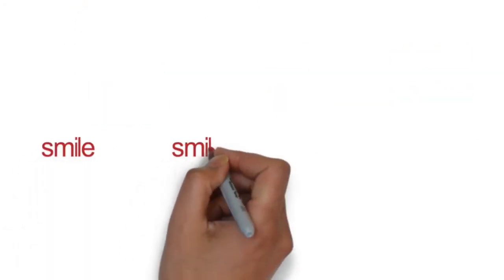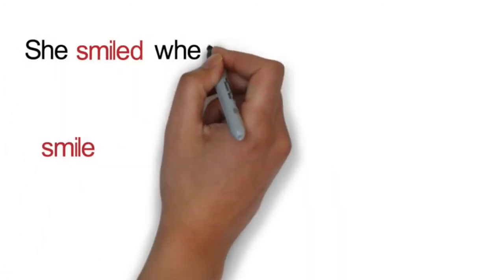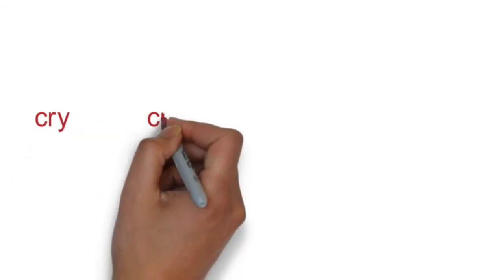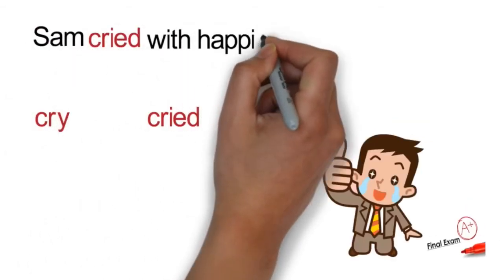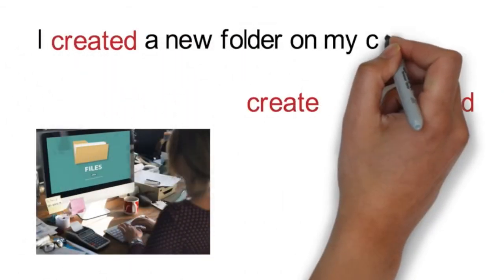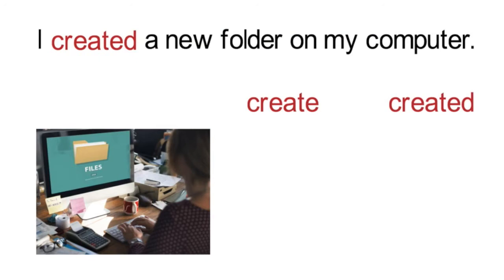Smile? Smiled. She smiled when she got her result. Cry? Cried. Sam cried with happiness when he passed his final test. Create? Created. I created a new folder on my computer. Now that wasn't difficult, was it?